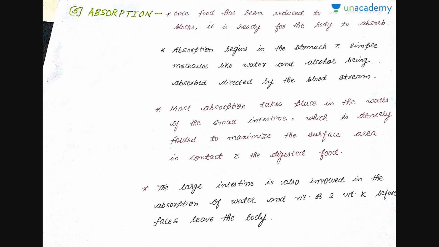Most absorption takes place in the walls of the small intestine. The walls of the small intestine are densely folded to maximize the surface area in contact with the digested food. Now, the large intestine is also involved in the absorption of water, vitamin B and vitamin K before the feces leaves the body. That was the second last process in the digestive system.